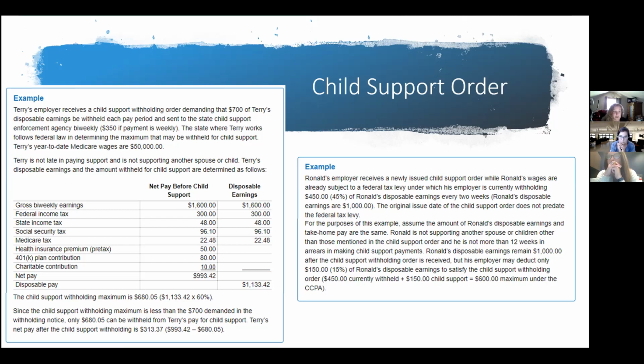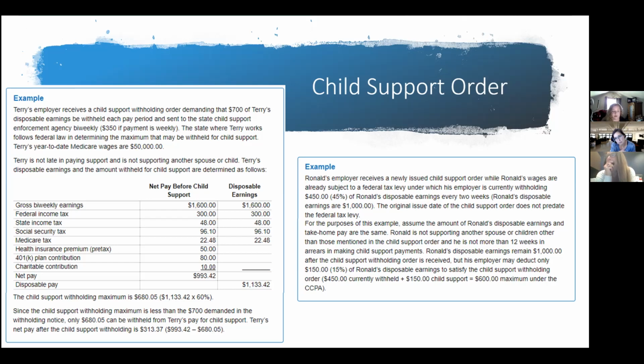Ronald's employer receives a newly issued child support order while Ronald's wages are already subject to a federal tax levy, under which his employer is currently withholding 45% of Ronald's disposable earnings every 2 weeks. His disposable earnings are $1,000. The original issue date of the child support order does not predate the federal tax levy.